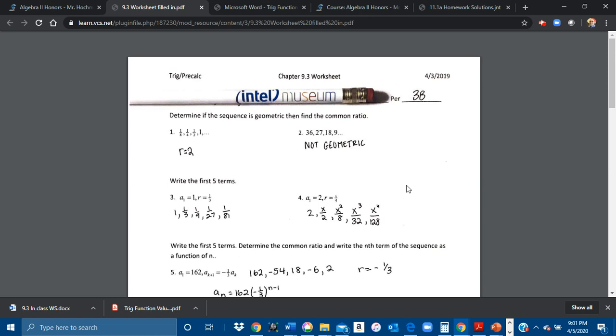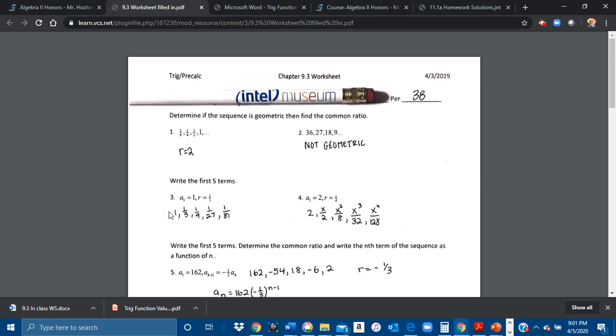So determine if the sequence is geometric, then find a common ratio. Well, I've got 1/8 times 2 is 1/4. 1/4 times 2 is 1/2. 1/2 times 2 is 1. Sorry, I got that mixed up there. So we do have a common ratio. Here, this was one like that we had in the example before. That's not geometric. So now we're going to write the first 5 terms.